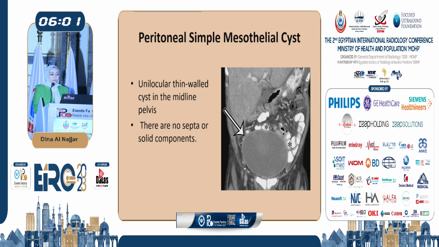This is an image of a peritoneal simple mesothelial cyst proved by biopsy. On CT, it appears as a unilocular thin-walled cyst present in the midline of the pelvic cavity with no evidence of septation or any solid component. So it is a simple cyst in the category of the mesenteric cyst, proved by pathology to be a peritoneal simple mesothelial cyst.